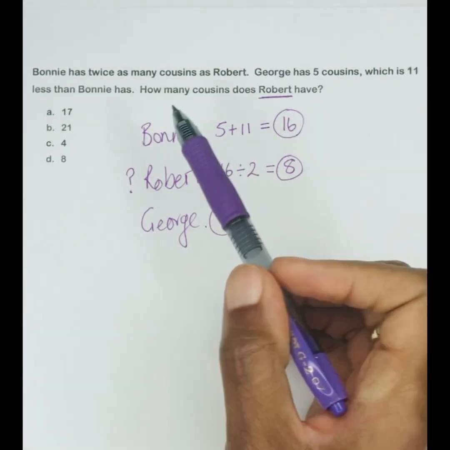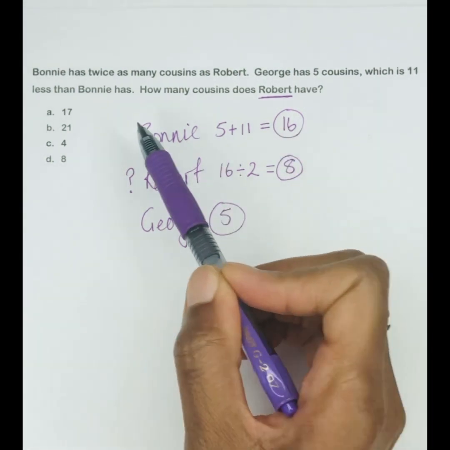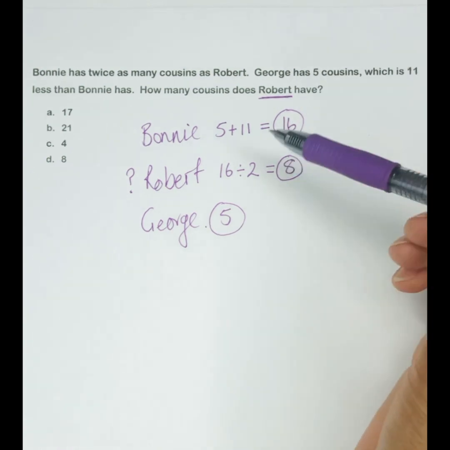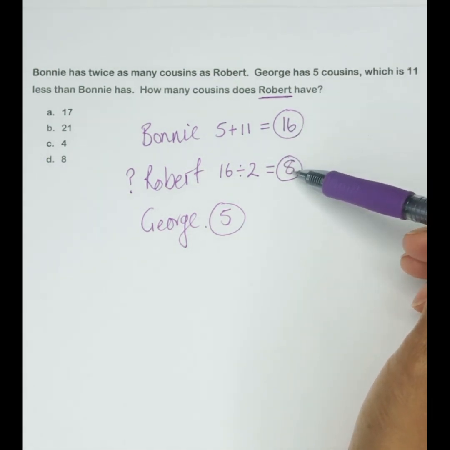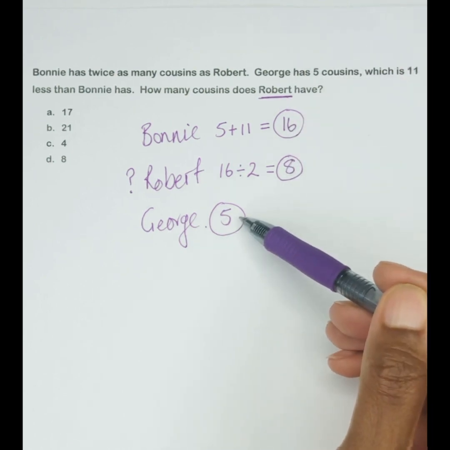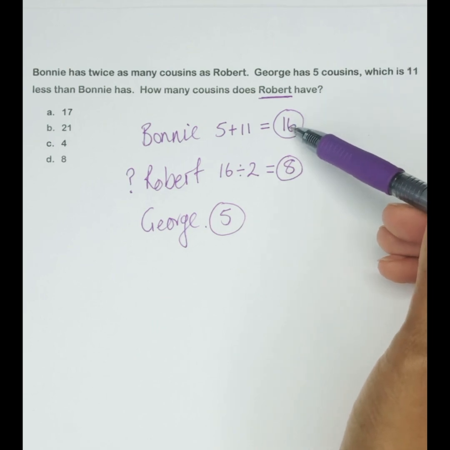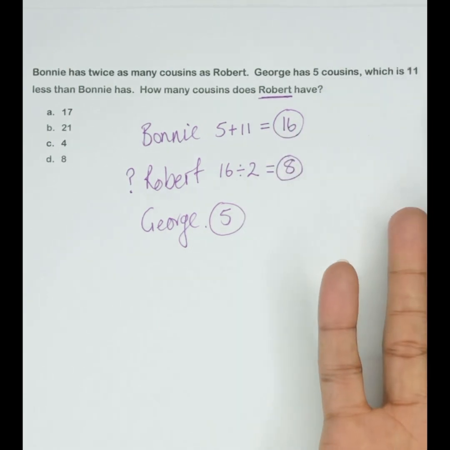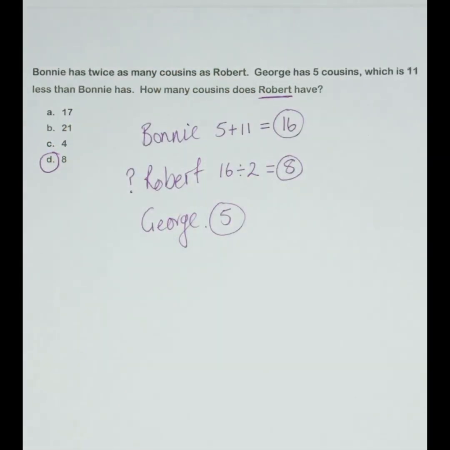So if we go back over the problem now, you'll be able to see all the numbers reveal themselves. Bonnie has twice as many cousins as Robert. So if Robert has 8, then twice as many, or 8 times 2, is 16. George has 5 cousins, which is 11 less than Bonnie. So 16 take away 11 would be 5. Ta-da! So your answer is D.